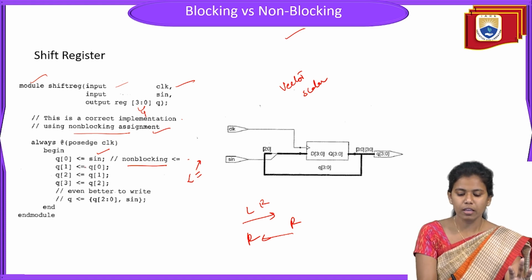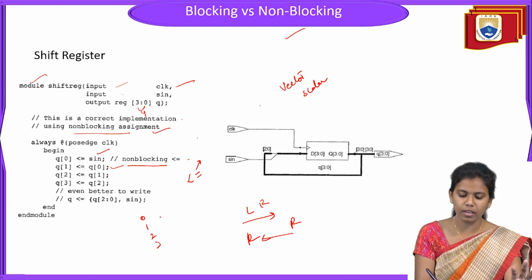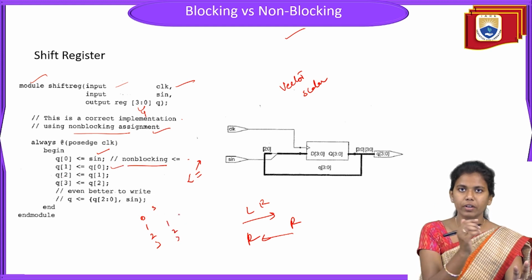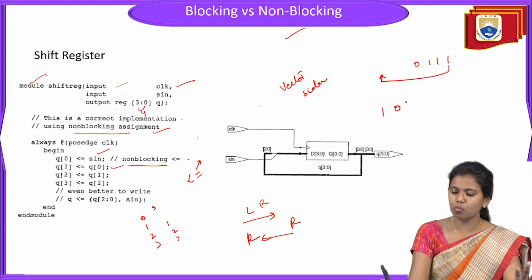So for non-blocking we represent less than or equals to, and for Q[1] <= Q[0], for 2 it is 1, for 3 it is 2. So 0, 1, 2, 3 are represented as 0, 1, 2, 3. That means we are shifting towards the left. If it is 0, 1, 1, 1, 0, and it is a left shift, we will be shifting towards the left. So here it will become 1, 0, 1, 1.